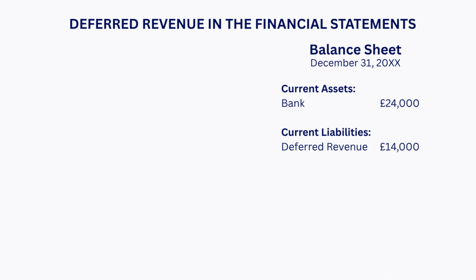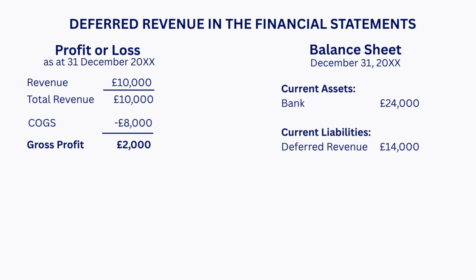Deferred revenue appears as a liability in the balance sheet, usually under current liabilities if expected to be earned within the next 12 months. If part extends beyond 12 months, it may be split between current liabilities and non-current liabilities. Only the earned portion appears as revenue in the profit or loss, not the entire cash receipt. Cash received does not automatically equal revenue recognized. Deferred revenue reduces current period profit compared with recognizing everything immediately.